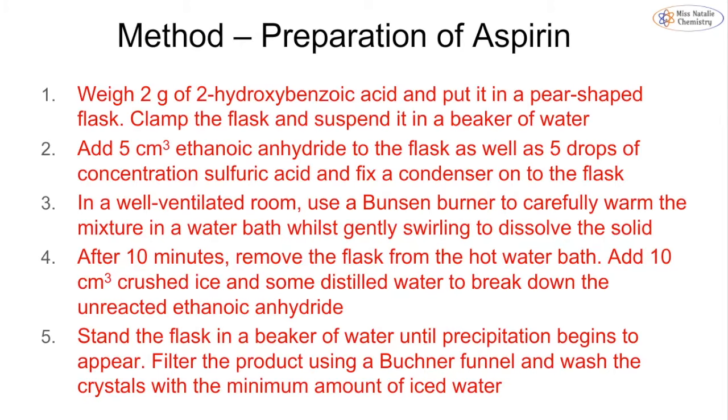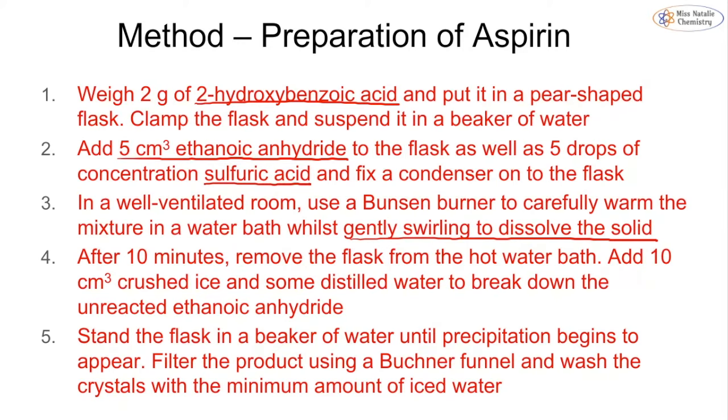So the first thing that we have to do is actually prepare the aspirin. So we weigh out 2 grams of our acid and we put it into a pear-shaped flask and we suspend that in a beaker of water. We add our acid anhydride to the flask as well as our catalyst, and then we put a condenser onto it. We then, in a well-ventilated room, use a Bunsen burner to carefully warm the mixture whilst swirling in order to dissolve the solid. After 10 minutes, we want to remove the flask from the hot water bath.